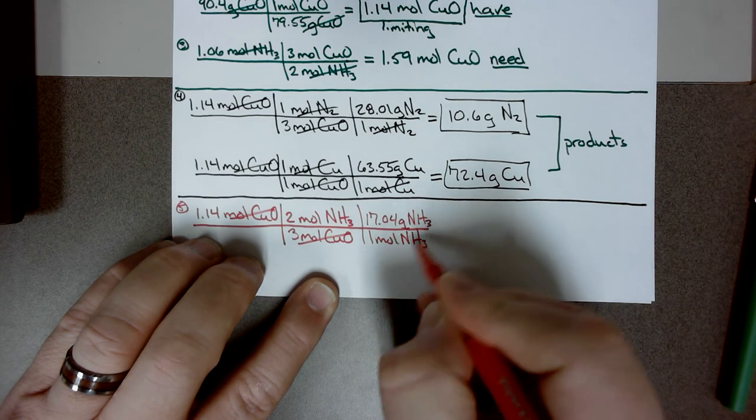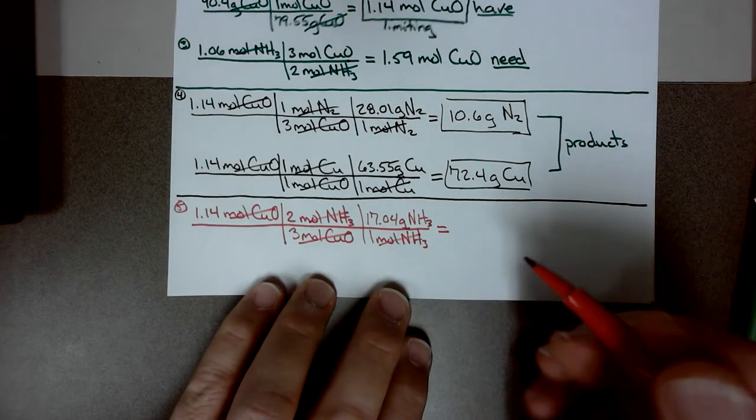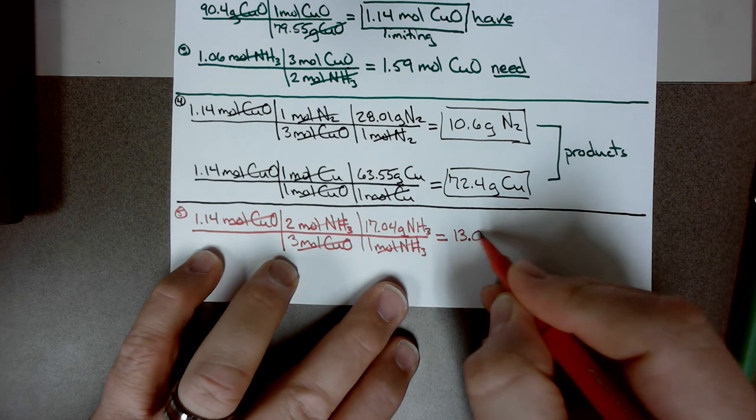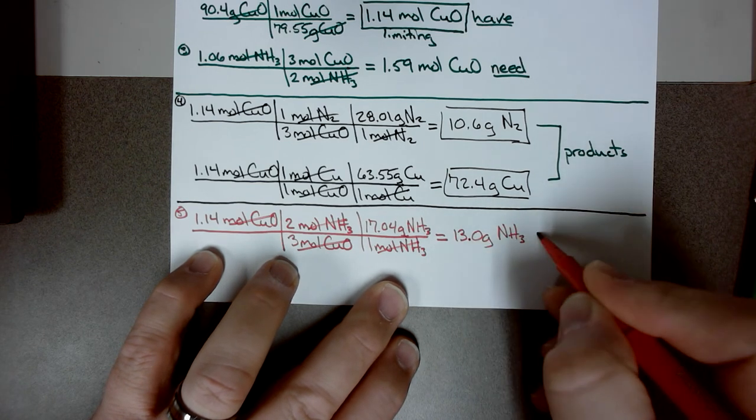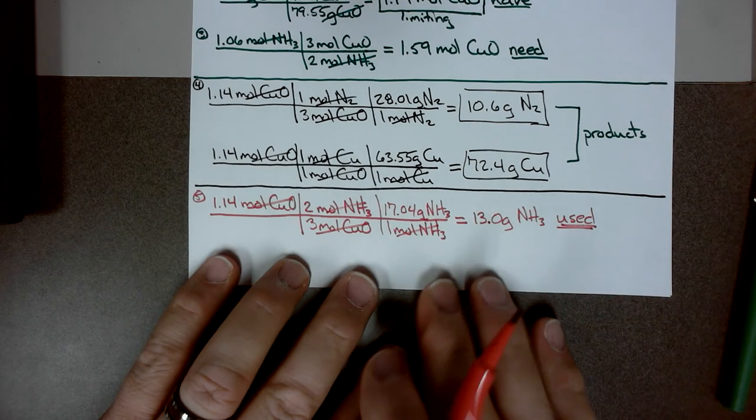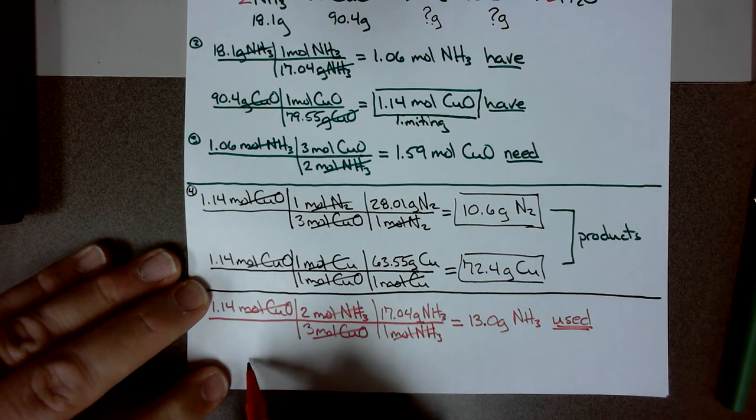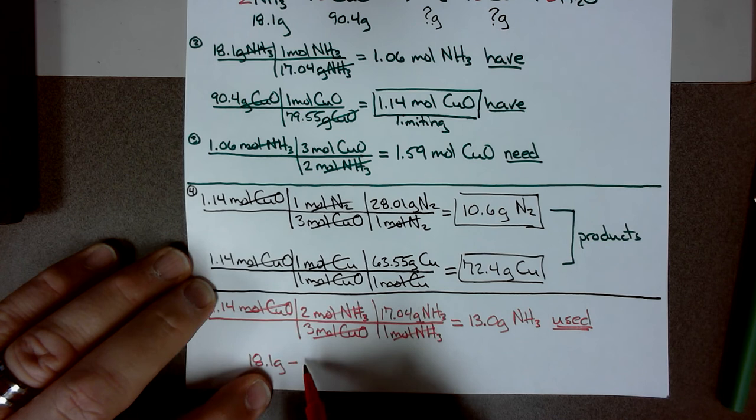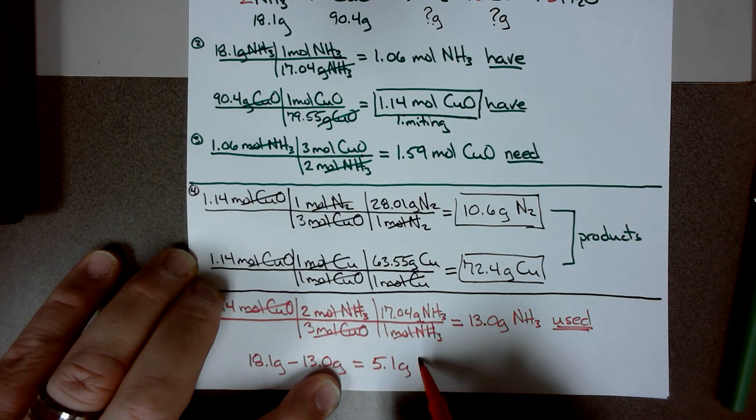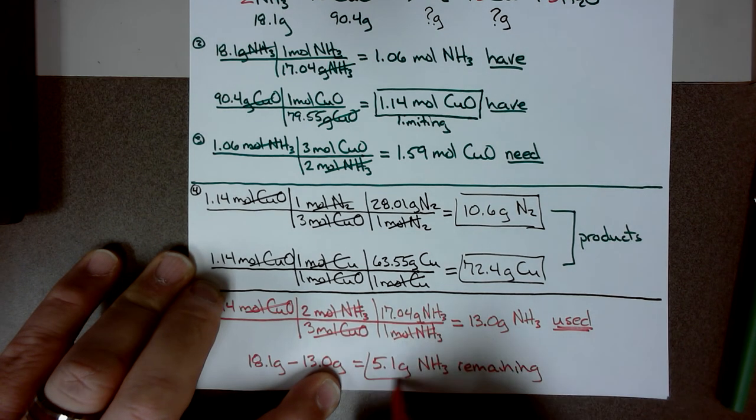Okay, and now I just multiply and divide, and I'll get 13.0 grams of ammonia is used. That's how much is used. Not how much is left over. That's how much is used to react with all of the copper 2 oxide. So I start with the original amount, 18.1 grams minus 13.0 grams, and I have 5.1 grams of ammonia remaining. So that's how much remains.